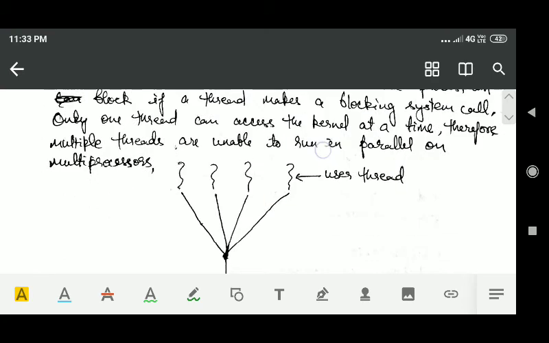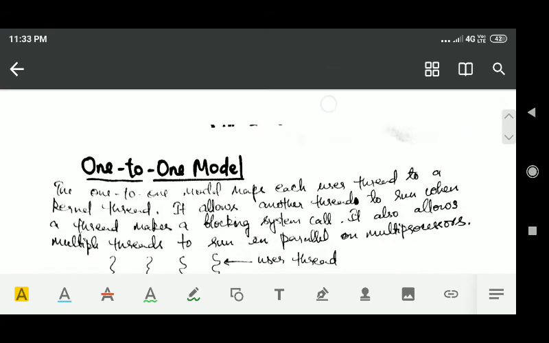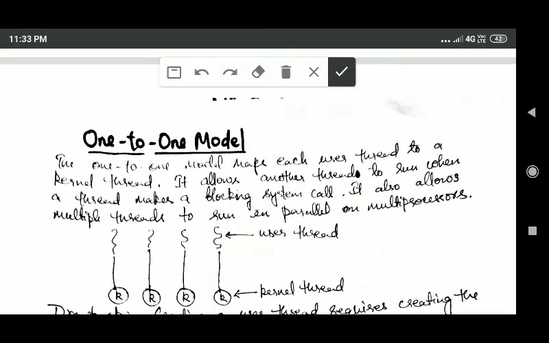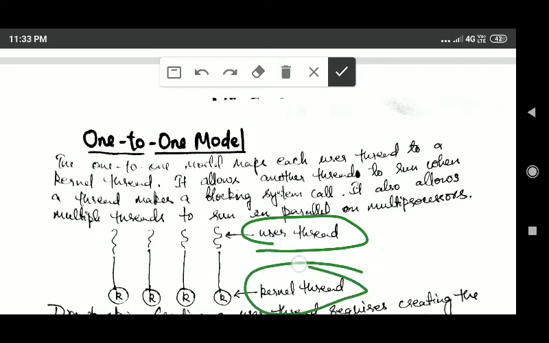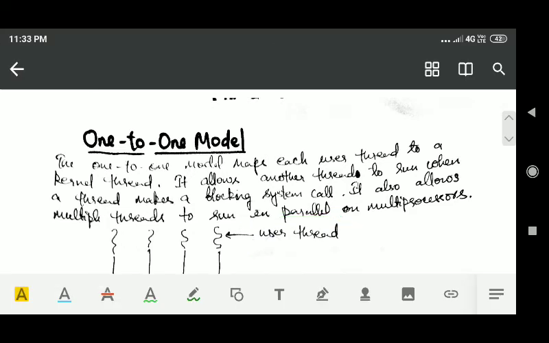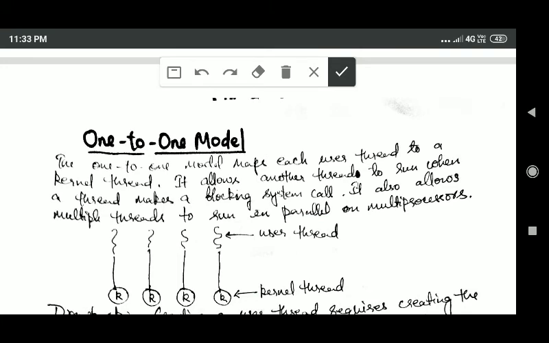Now let us study the one-to-one model. The one-to-one model maps each user thread to a kernel thread. As you can see here in this diagram, each user thread is mapped to a kernel thread. So, what happens in the one-to-one model? In the one-to-one model, each user thread is mapped to a kernel thread.